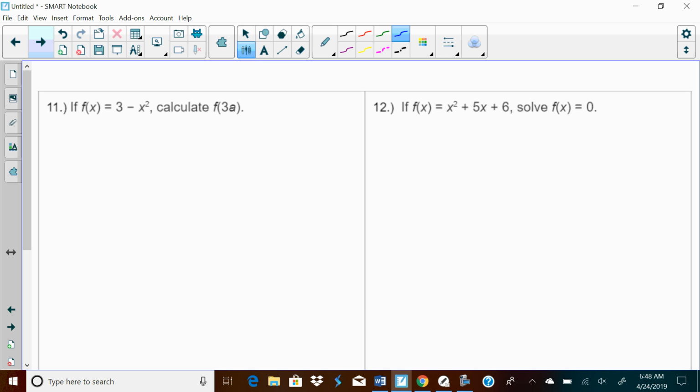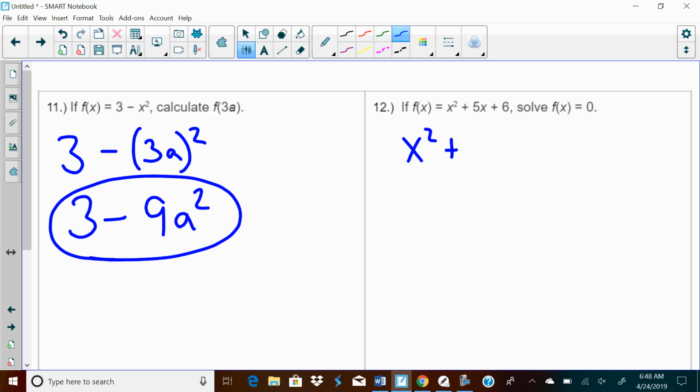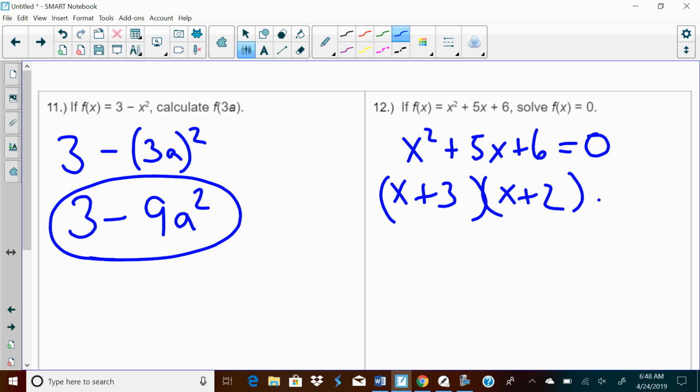For 11 and 12, I'm simplifying functions. So in 11, I'm plugging in 3a for x. So I just get 3 minus 3a squared. So then I simplify that and I get 3 minus 9a squared. That's my answer. For 12, I know what f of x equals. So I set it equal to 0. So I factor it. So I get x plus 3, x plus 2 equals 0. So I know x equals -3 or -2.